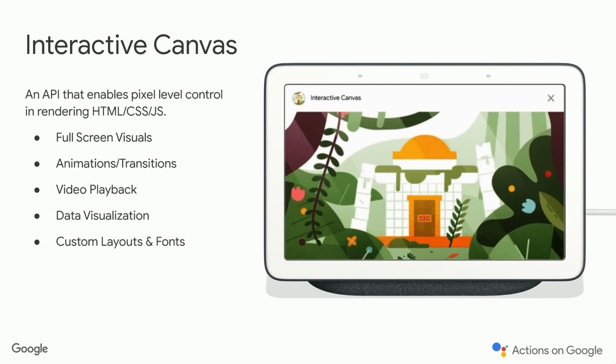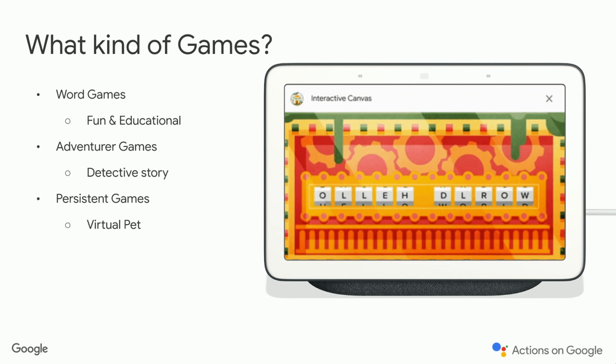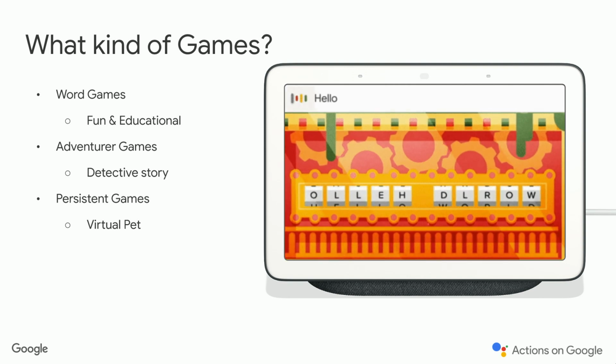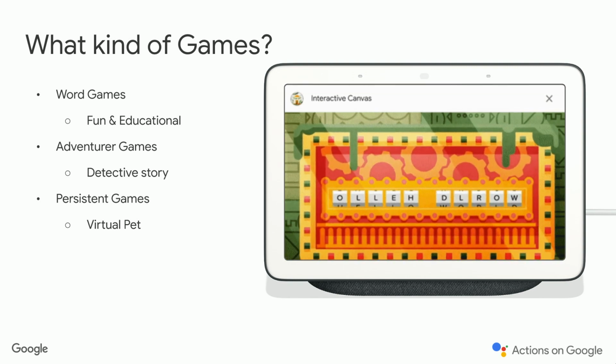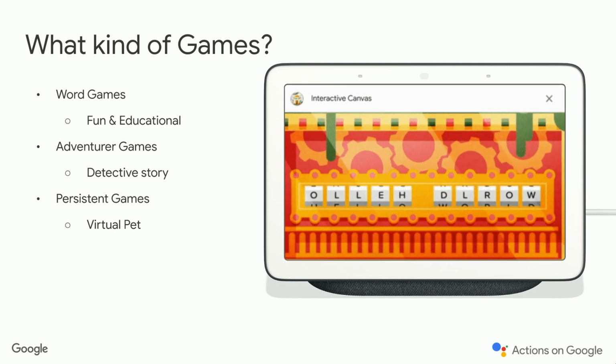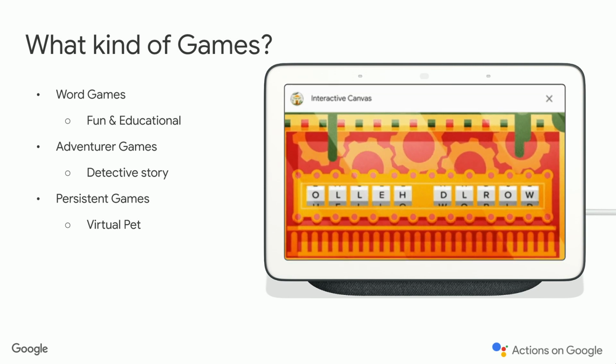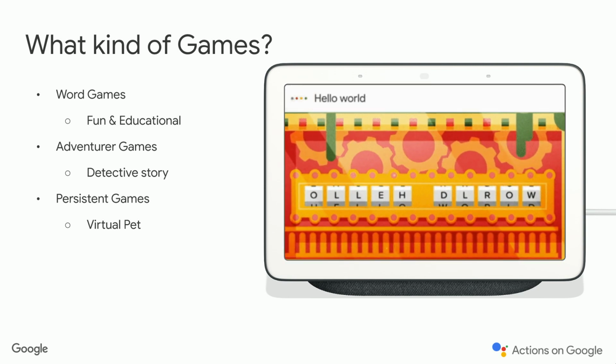Basically, it's like a web app. So what kind of games you can build? With the smart display now, you can build word games, which is the Snowman tutorial in a few minutes that we will be going over. Adventure games like detective game, persistent game, which is over time the user can come back to play. And for me, I have been building a game like Tamagotchi, a virtual pet.